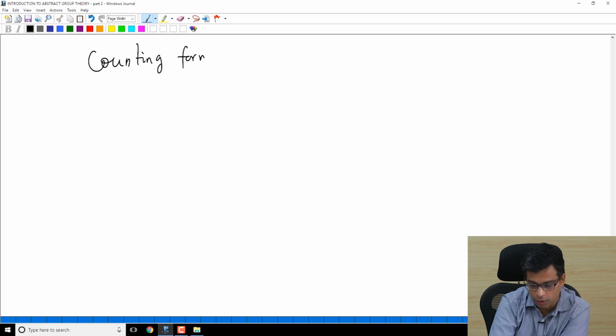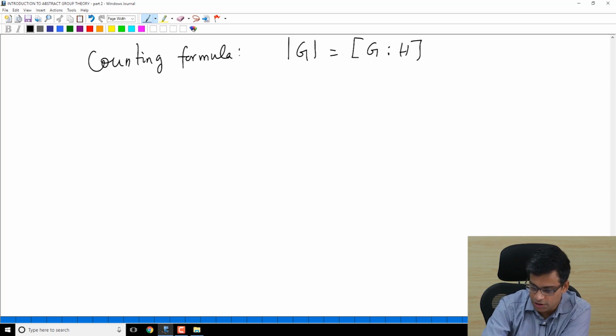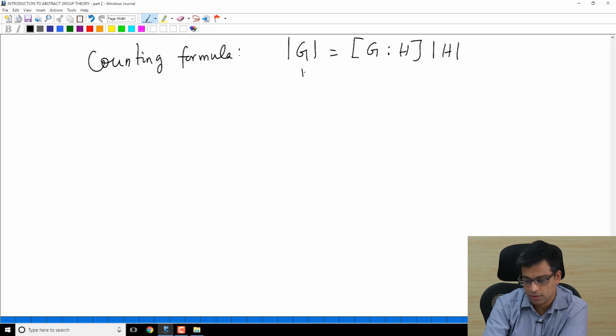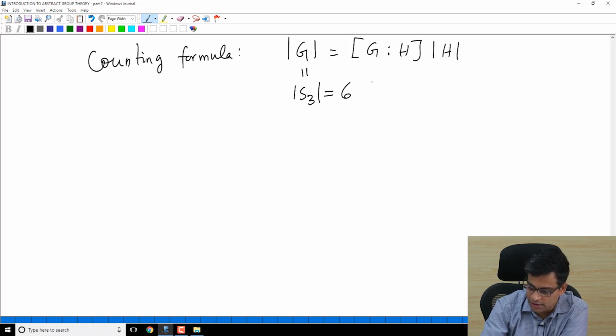Recall what is the counting formula. It says the order of the group equals the index of H in G times the order of H. In our case, G was S3, so the order is 6. The index we just calculated is 3.